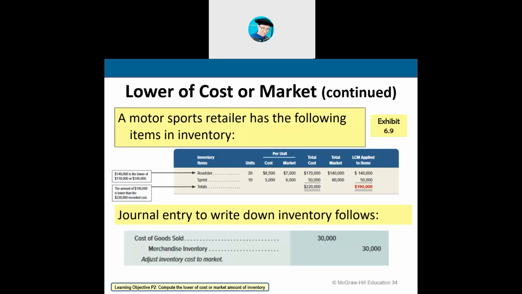So looking at this example, we have a Roadster and a Sprint car. The Roadster, we have 20 Roadsters available on the lot. The cost is $8,500 per piece to us. That's $170,000 total. The market value of all of those Roadsters is $140,000. The lower cost or market means which one is lower, is the one we're using for our inventory value. In this case, $140,000. The market value is lower.